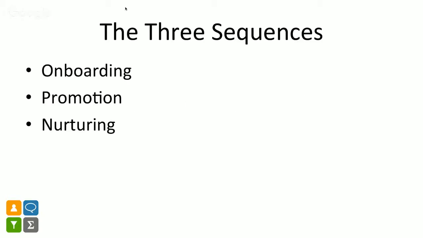In getting tactical about it, there are three email sequences that you need in order to really cement a good relationship with your list. The first one is an onboarding sequence, and that's what happens immediately after somebody opts in. So maybe it's something lame like sign up for our weekly newsletter. Maybe it's a little bit better, like sign up for our blog updates or sign up for free, ongoing free information, whatever.